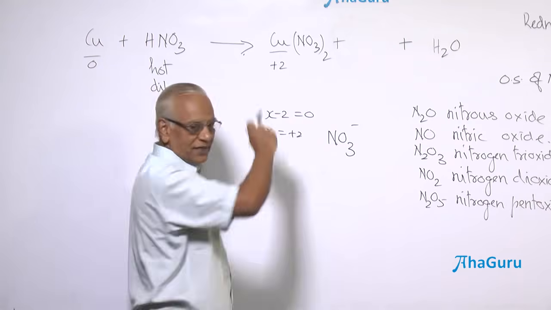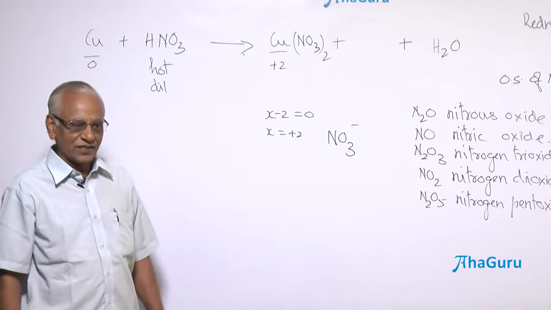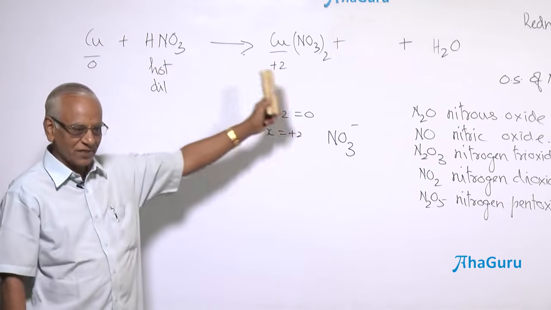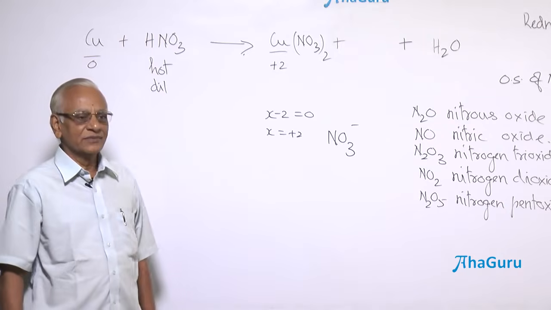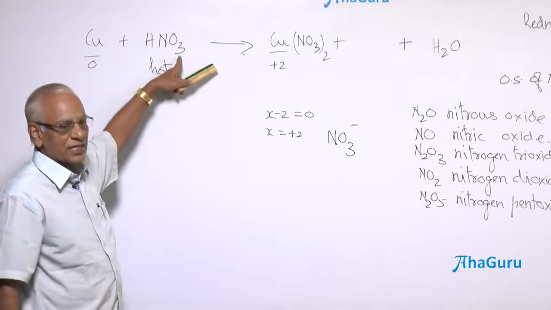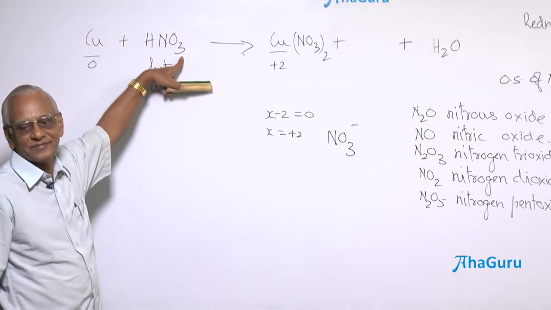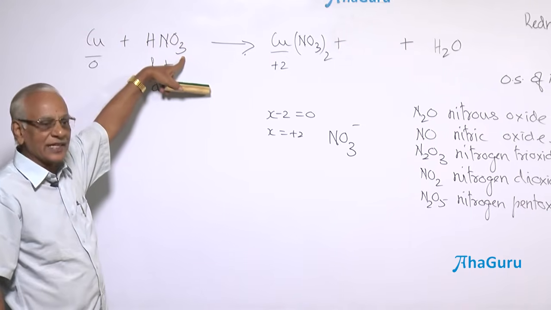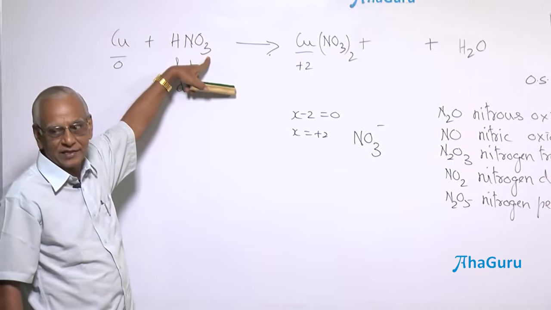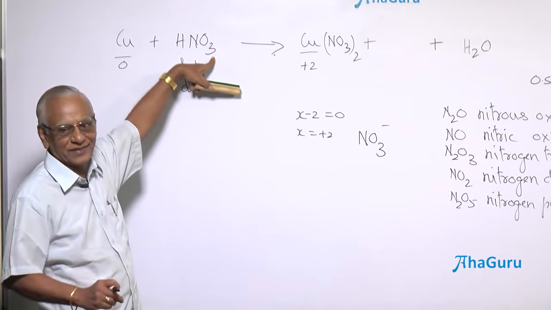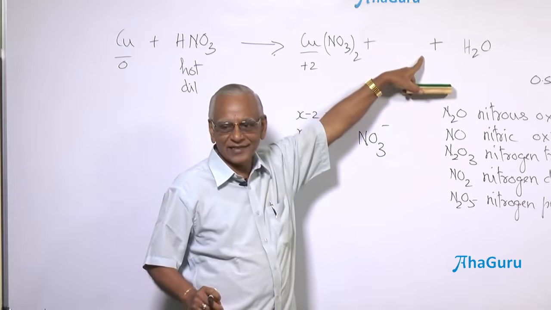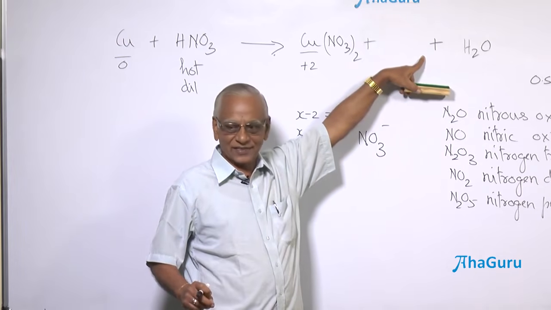Now, you understand? Copper has changed the oxidation state from 0 to +2. Isn't it oxidation? Removal of electron. And since copper is oxidized, nitric acid must be the oxidizing agent. Since it is an oxidizing agent, it behaves as an oxidizing agent. What should happen to the oxidizing agent? It should undergo reduction. Therefore, I must write the reduction product of nitric acid.